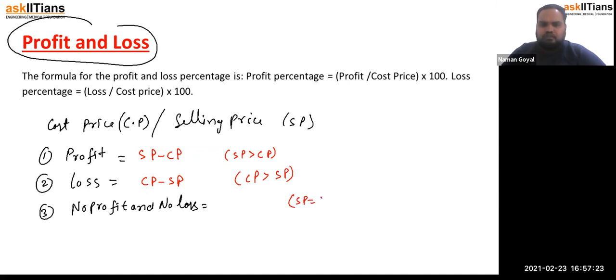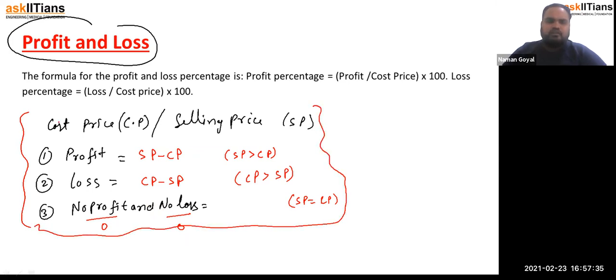SP is equal to CP, so we cannot find the value of profit. Profit is zero and loss is also zero. Are you getting my point? So this is the basic idea or basic terminologies we are going to use in this topic in which profit and loss is there. Okay.